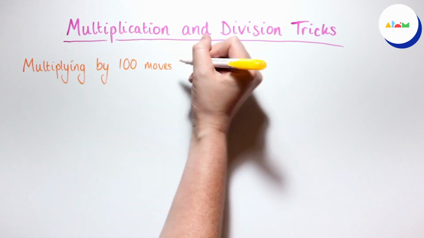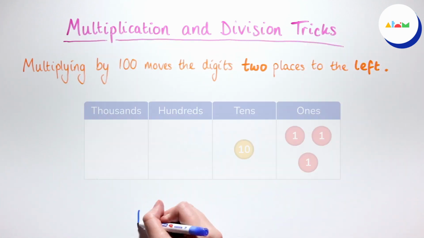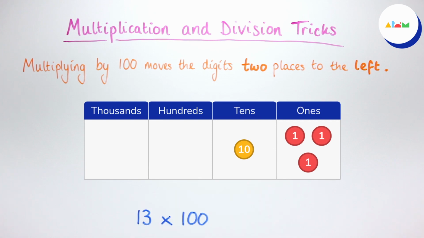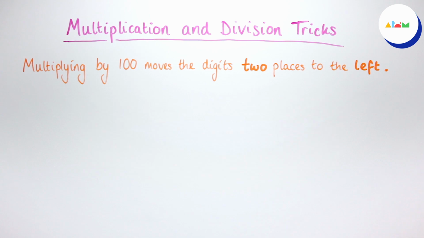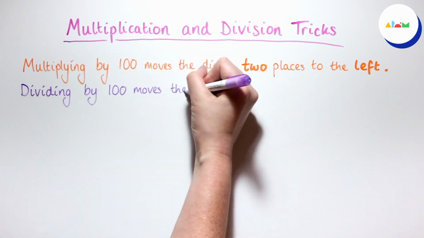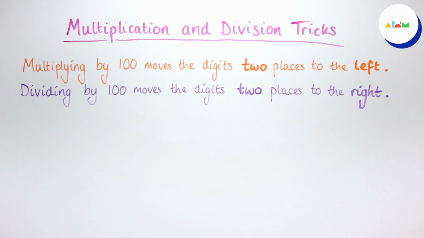Multiplying by 100 moves the digits 2 positions to the left. For example, 13 times 100 is 1,300. The equivalent division trick is dividing by 100 moves the digits 2 positions to the right.